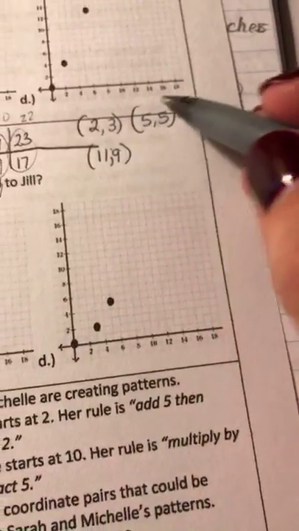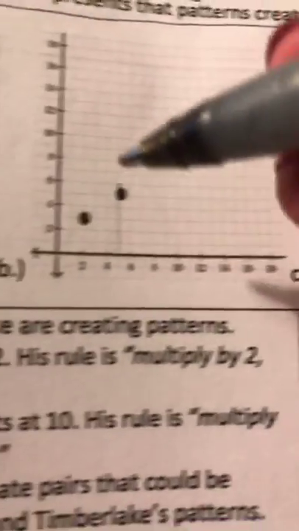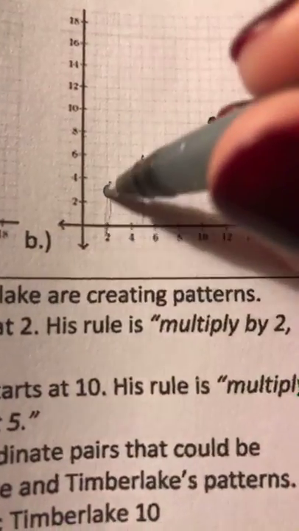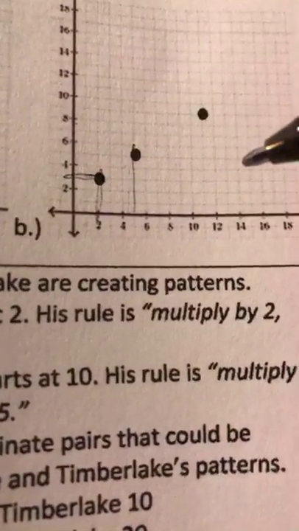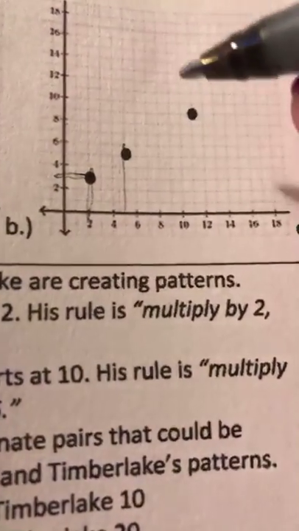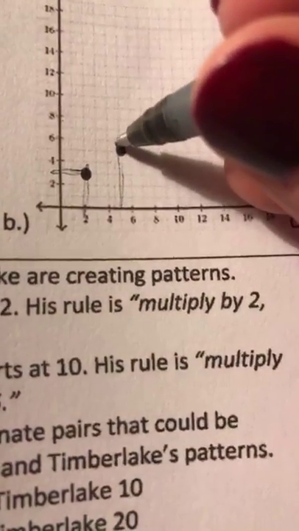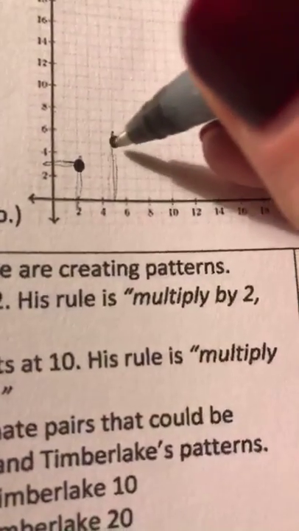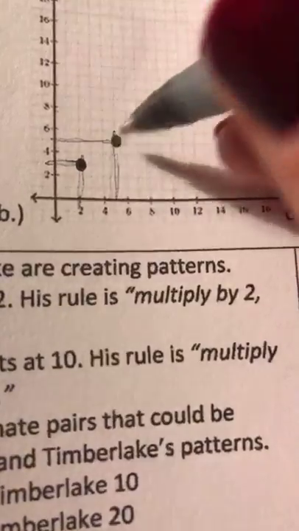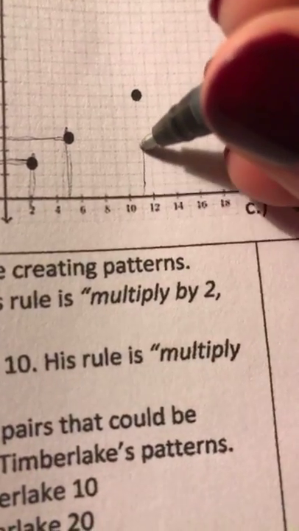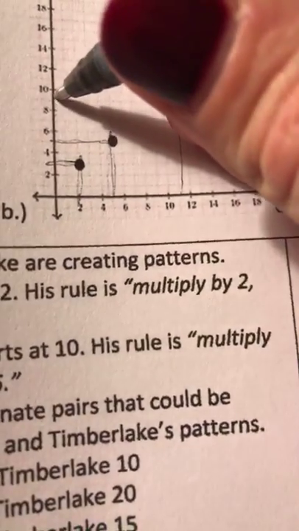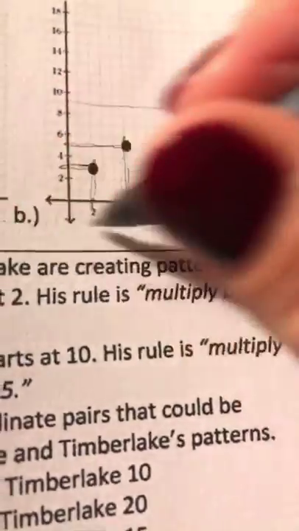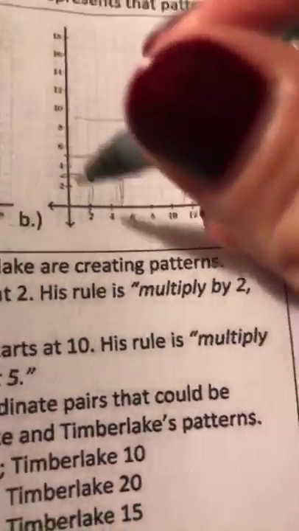So let's look at our next one. Again, I'm looking for 2, 3, 5, 5, 11, 9. So is this 2, 3? Yes, so far it works. Is this 5, 5? Yes, so that works. And then the last number in my pattern is 11, 9. So is this 11, 9? And notice that I was running across before I jumped up. And so this one does work.